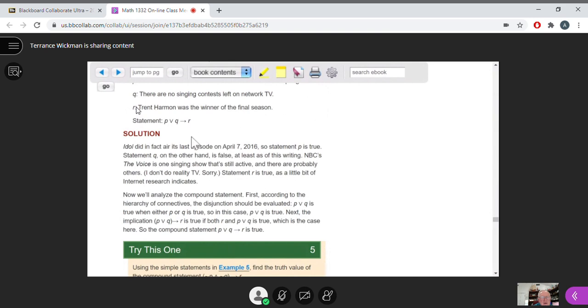But when we use the conjunction or, it says, now we can analyze it since we have a compound statement. First, according to the hierarchy of connectives, you can put that in parentheses. Remember, we talked about that. Now it's in parentheses. You can see what I'm doing. The disjunction should be evaluated, P or Q. So if just one of those is true, then it's true. And that's how you have to look at it.